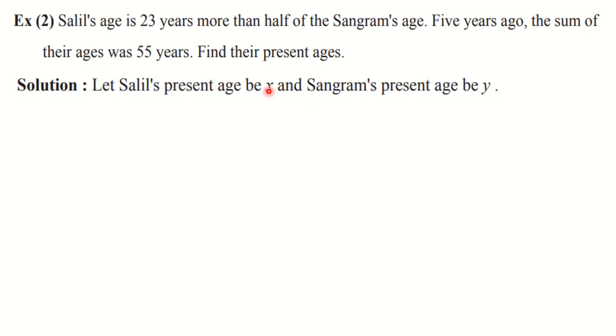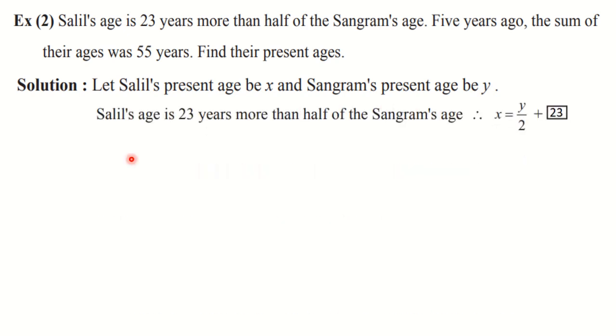Now here you have to make use of the first condition. Sahil's age is 23 years more than half of Sangram's age. See, always keep in mind that this word 'is' stands for the equal to sign, and prior to that you have the left hand side. So Sahil's age means x. 'Is' stands for equal to, and this remaining condition you will convert to RHS. 23 years more than half of Sangram's age means what? Half means y upon 2 and more means plus 23.